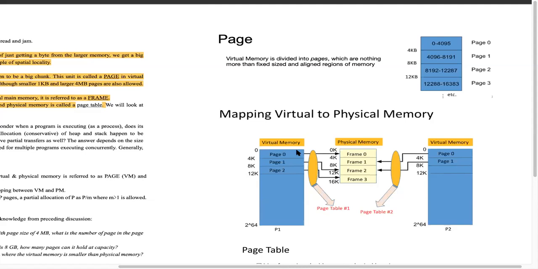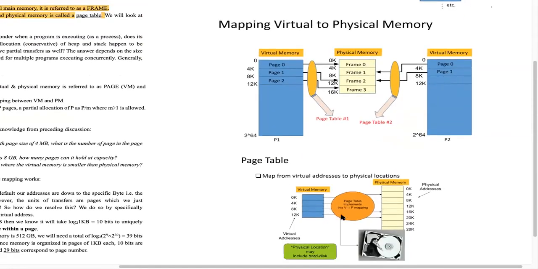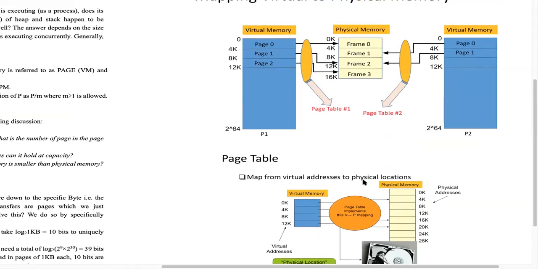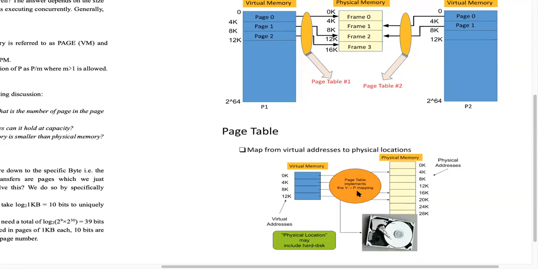So remember that page zero in this example is mapped to frame zero, but page one is not necessarily mapped to frame one, okay? Page one can be mapped to some other frame, say frame two. Now, who keeps track of all this mapping? This is the memory management unit. Now, what is the data structure that the memory management unit is using? That is called a page table, right? So the memory management unit has this lookup table called the page table, where the pages from virtual memory are mapped to frames on physical memory. Okay, so that's where the page table comes in. The page table implements this virtual to physical memory mapping, right?